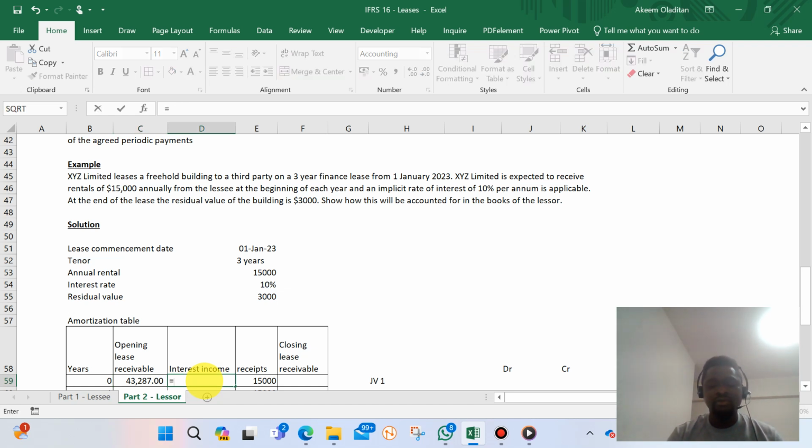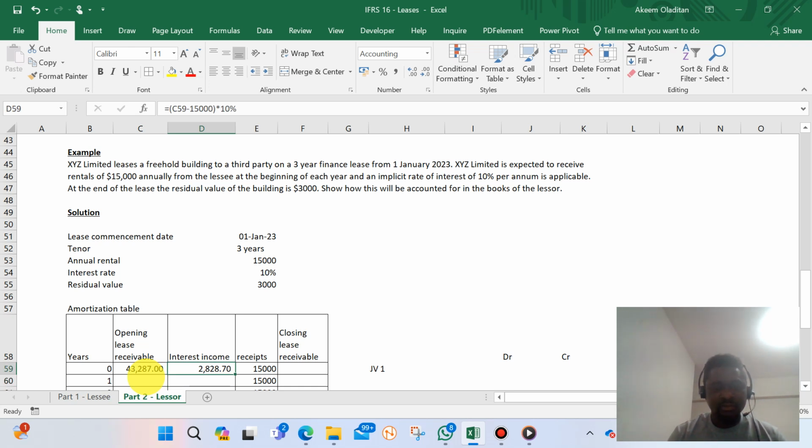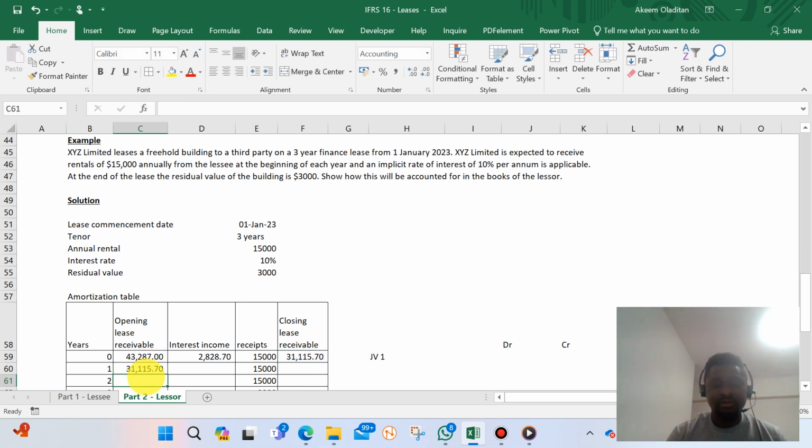So for us now, we have, put it in brackets, this value minus the 15,000 which is already received at the beginning of the year. You understand? Times 10%. So what we now have as a closing balance will be this plus the interest income minus the payment that we receive on it. So that's 31,115, which will be the opening balance in year one. Then we continue that way down to year 3.